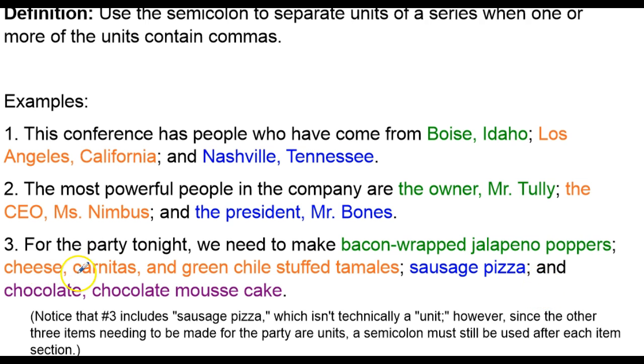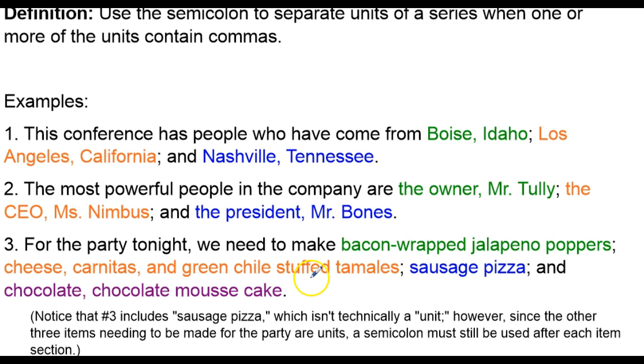And then again, we've got that chocolate mousse cake. So it's because that comma has to go here in between chocolate, we have to have those semicolons. Okay, because we can't have commas in some and then no commas in others. We just separate each section. That's why I color coded it for you, so you can see it a little bit easier.